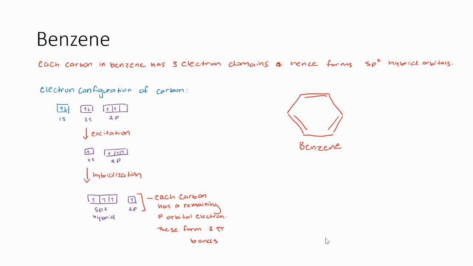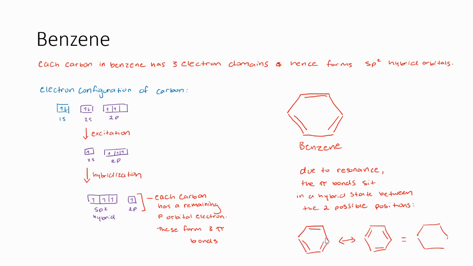And this is what benzene will look like, and you can see where each of those double bonds is sitting is a pi bond. But we know that due to resonance, the pi bonds sit in a state that's between the two possible positions, and we can denote this with benzene, the hexagonal structure with a circle in the middle.